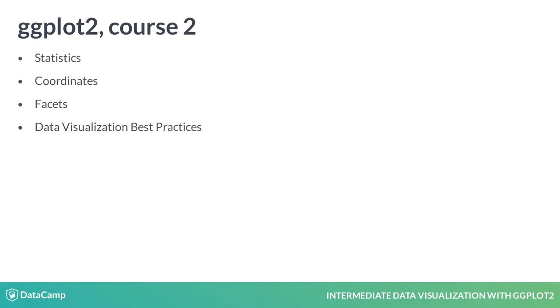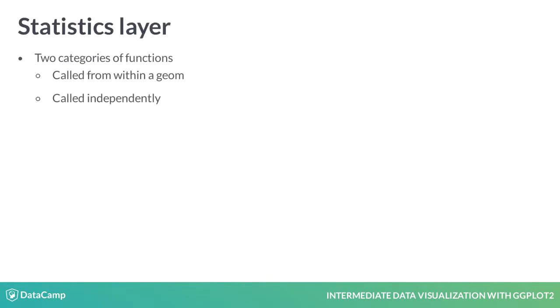Let's get started with the stats layer. There are two broad categories of functions in this family: those that are called from within a geom, and those that are called independently. As you may have guessed, all the statistical functions begin with stat, followed by an underscore. Even those called from within the geom layer can be accessed independently in this way.